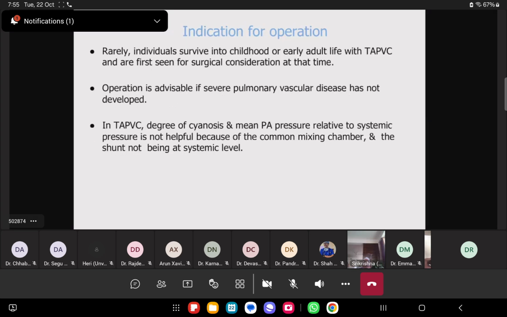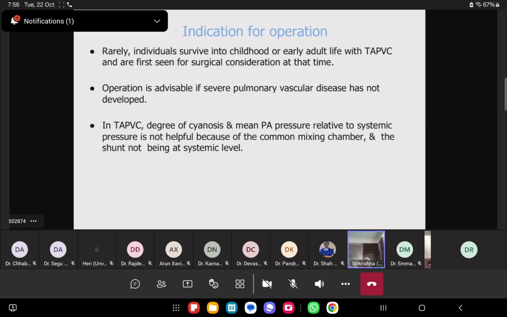For babies 6 to 12 months of age, operation should be undertaken promptly because the risk of the operation is low. Even infants who appear to be doing well are at risk of dying before the age of 1 year. Rarely, individuals survive into childhood or early adult life with TAPVC and are first seen for surgical correction consideration at that time. Operation is advisable if severe pulmonary vascular disease has not developed.